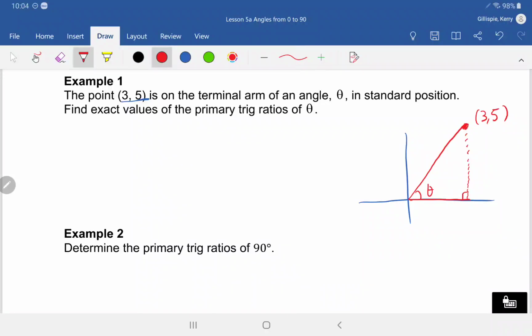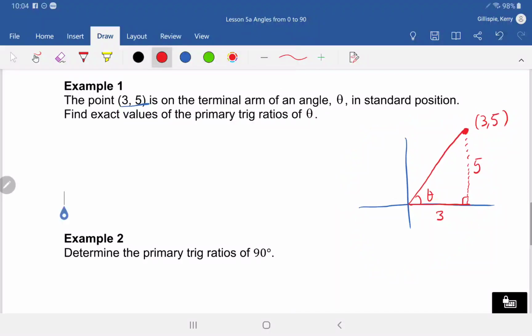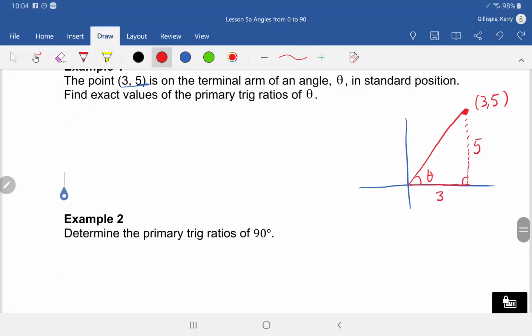Knowing that it is going through the coordinate 3,5 tells us that the base of our triangle is 3, and the height of our triangle is 5. Then in order to find our primary trig ratios, we would need to know the radius of this imaginary circle. There's an imaginary circle as this arm opens up and swings around. We know the arm's going through 3,5, so it's not really creating a circle this time. However, that circle would be the radius. So we're going to start by solving for that.